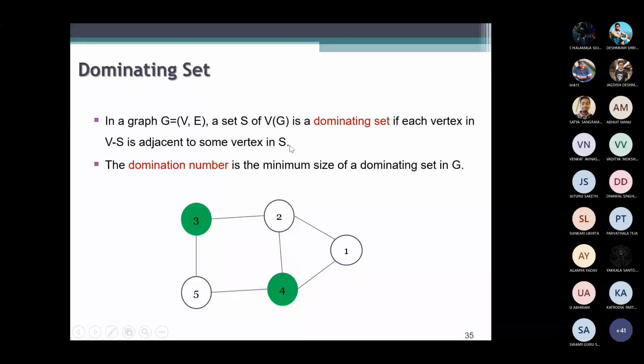So it is a subset of vertices which can dominate the rest of them. So if S is the dominating set, then every vertex in V minus S is adjacent to some vertex in S. And our objective is to find the minimum size dominating set. And in our course of NP completeness, we know that all these problems are NP complete problems.